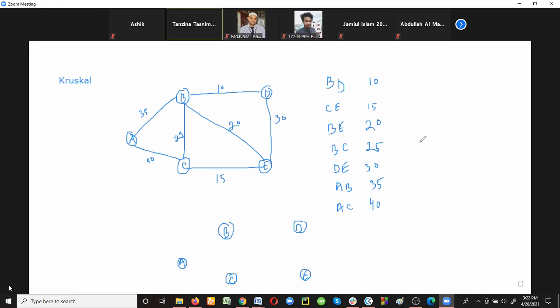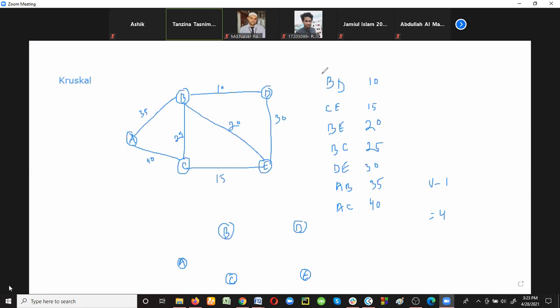And what about the number of edges? The number of edges is 1 less than the number of vertices. That means in this minimum spanning tree we have how many edges? Only 4 edges. 5 minus 1 equals 4. So which 4 edges will be chosen from these 7 edges? It depends on their weight, as well as in this spanning tree we cannot create any loop, or we cannot assign any parallel edges, or you cannot have any cycles.